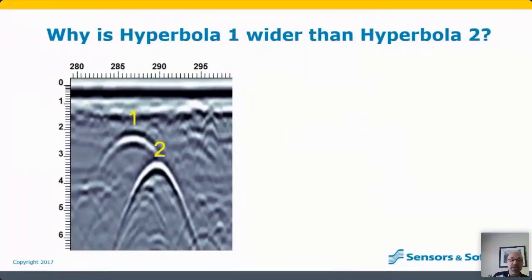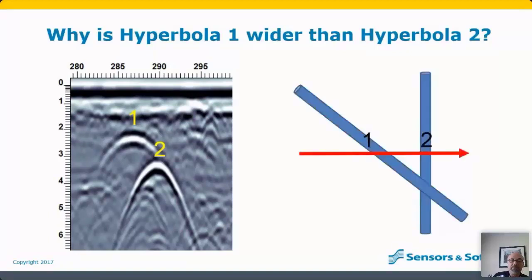And so we get examples like this, where if you look at hyperbola 1 and hyperbola 2, you can definitely see that hyperbola 1 is broader than hyperbola 2. And so what does that mean? So one interpretation is that hyperbola 1 is from a utility that has a very large diameter. And that's not an unreasonable interpretation.